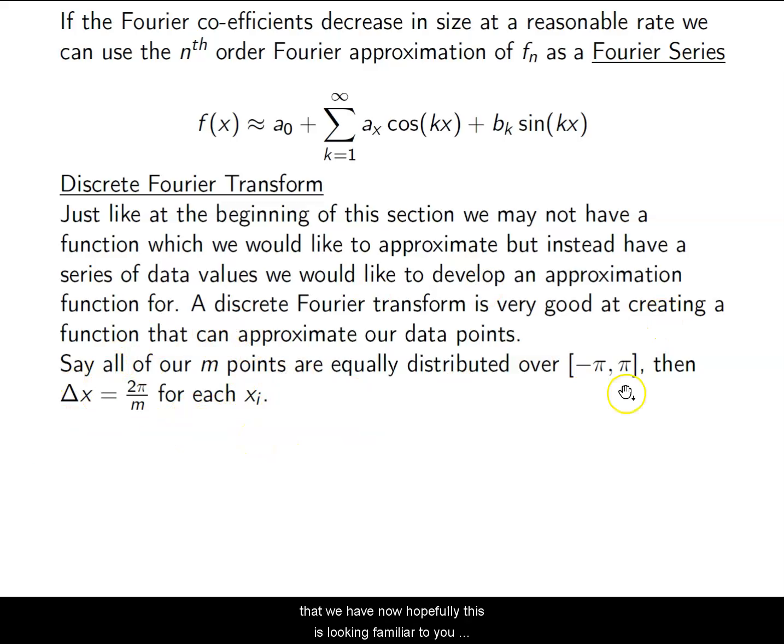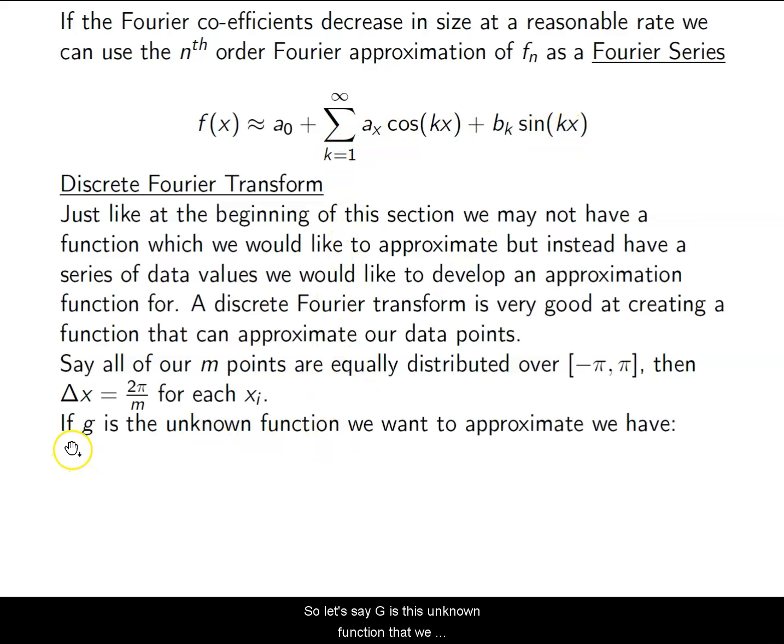Now, hopefully this is looking familiar to you because we are basically going to set up a Riemann sum, right, which will basically look like this. Okay, so remember, a Riemann sum was the way that we approximated the area under a curve, but we're going to do that now in order to find a function of best fit. Okay, so let's say g is this unknown function that we have, right? So we have data values and we want to be able to approximate it. So let's say g would have been that function.